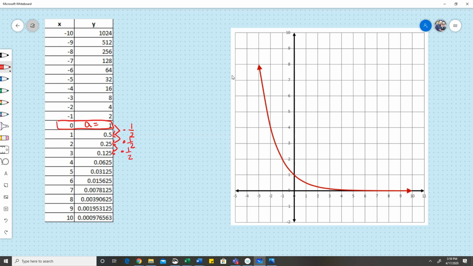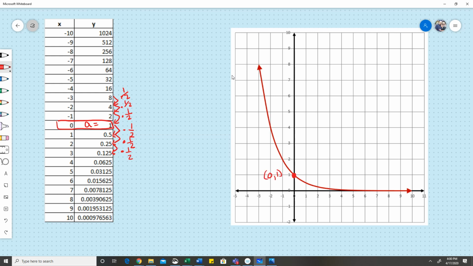Okay. If I come in from the other direction, I could see that to go from -1 to 0, I went from 2 to 1. So again, I multiplied 2 times 1/2 to get 1. I multiplied 4 times 1/2 to get 2. And 8 times 1/2 to get 4. Okay? Okay, I apologize for alarms going off. All right, so here is my y-intercept at 0, 1.